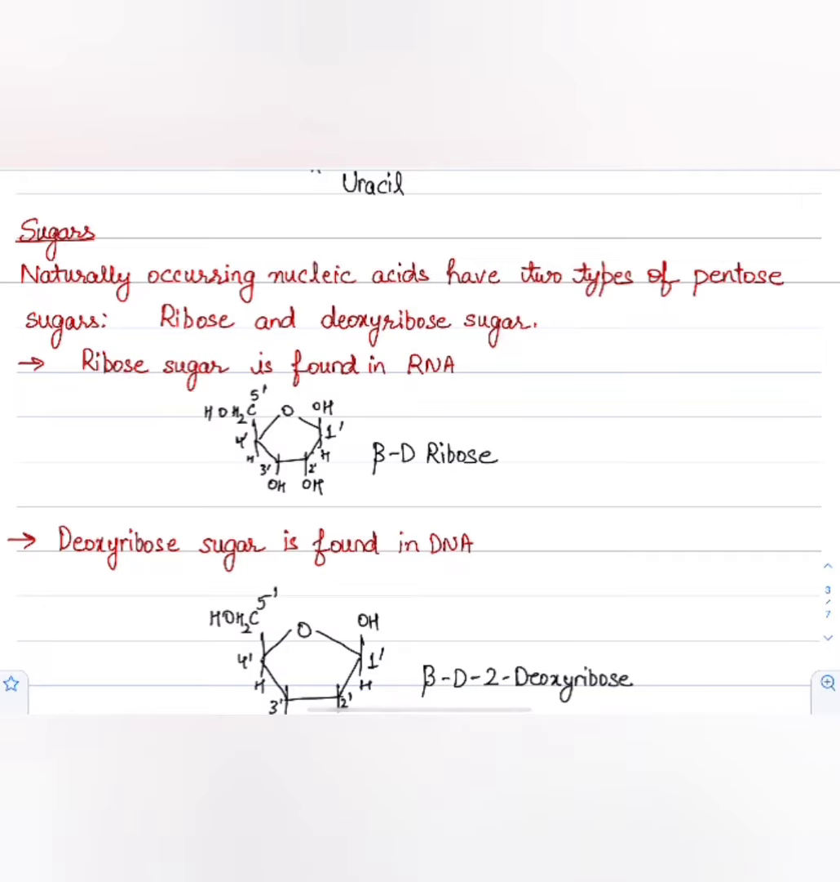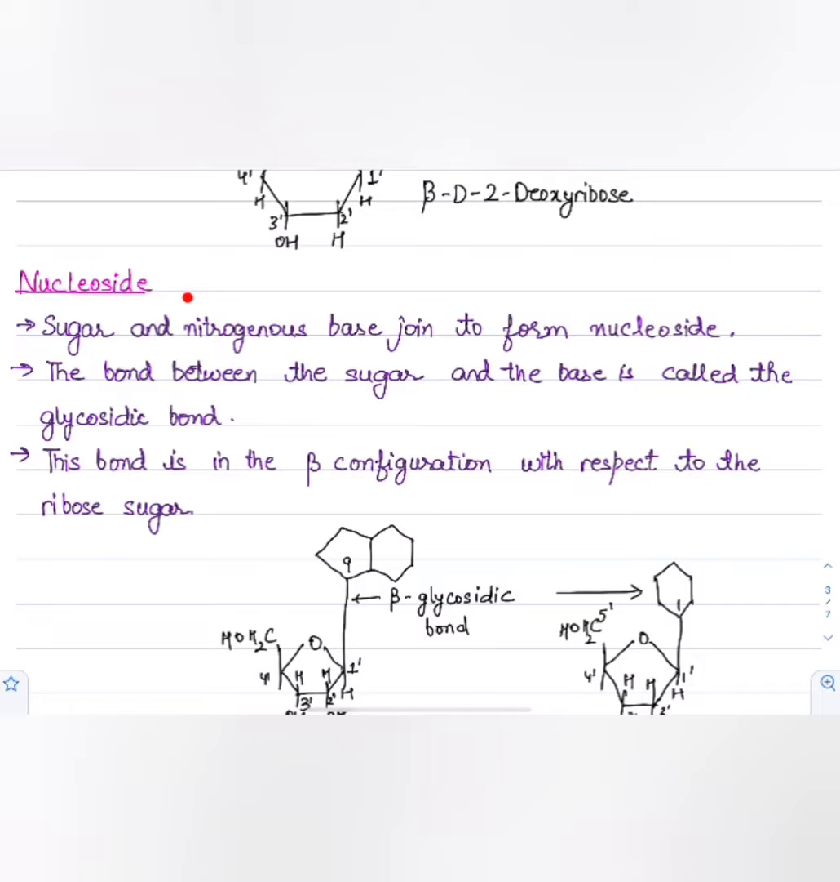Next, we have to discuss nucleosides. Sugar and nitrogenous bases join to form nucleosides. So ribose sugar or deoxyribose sugar plus a nitrogenous base forms a nucleoside. The bond between the sugar and the base is called the glycosidic bond, and this bond is said to be in the beta configuration with respect to the ribose sugar.